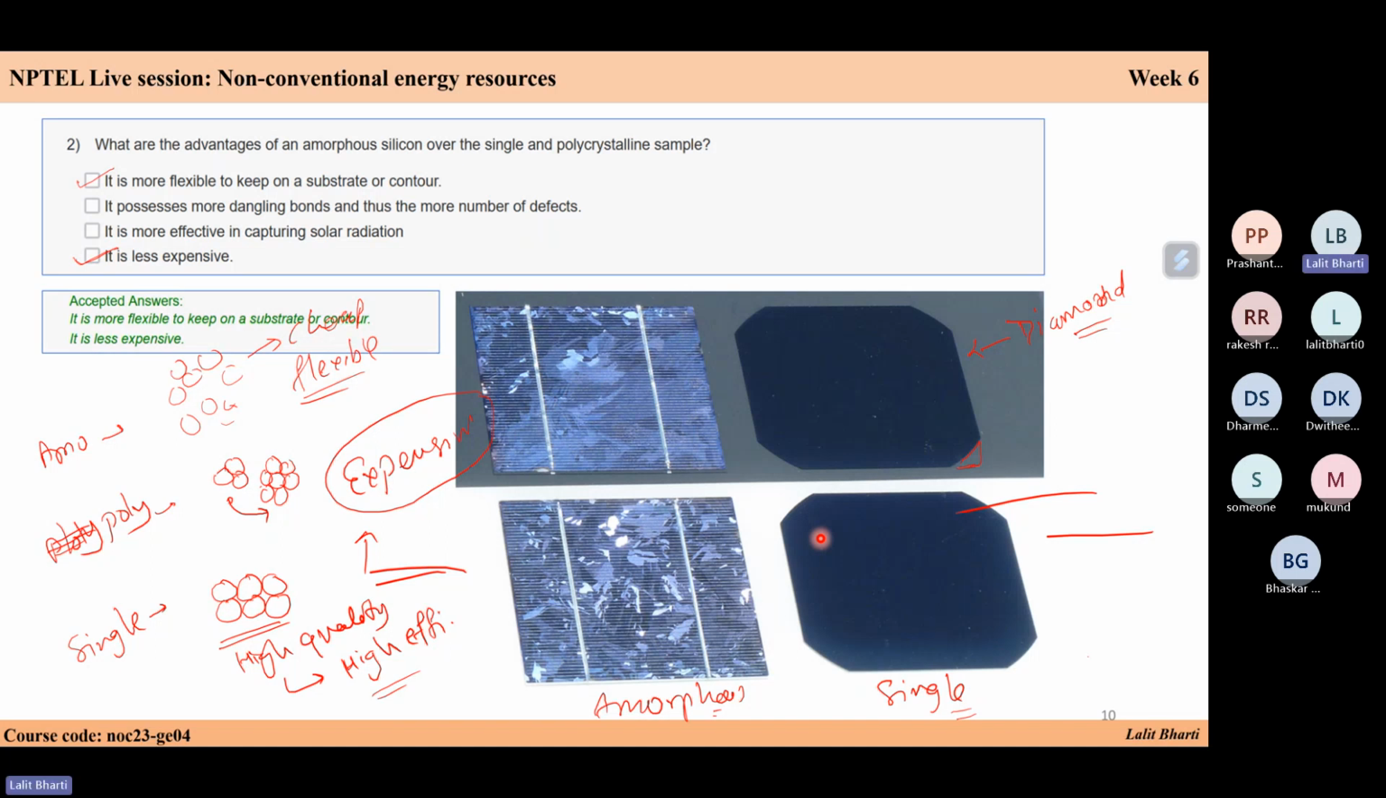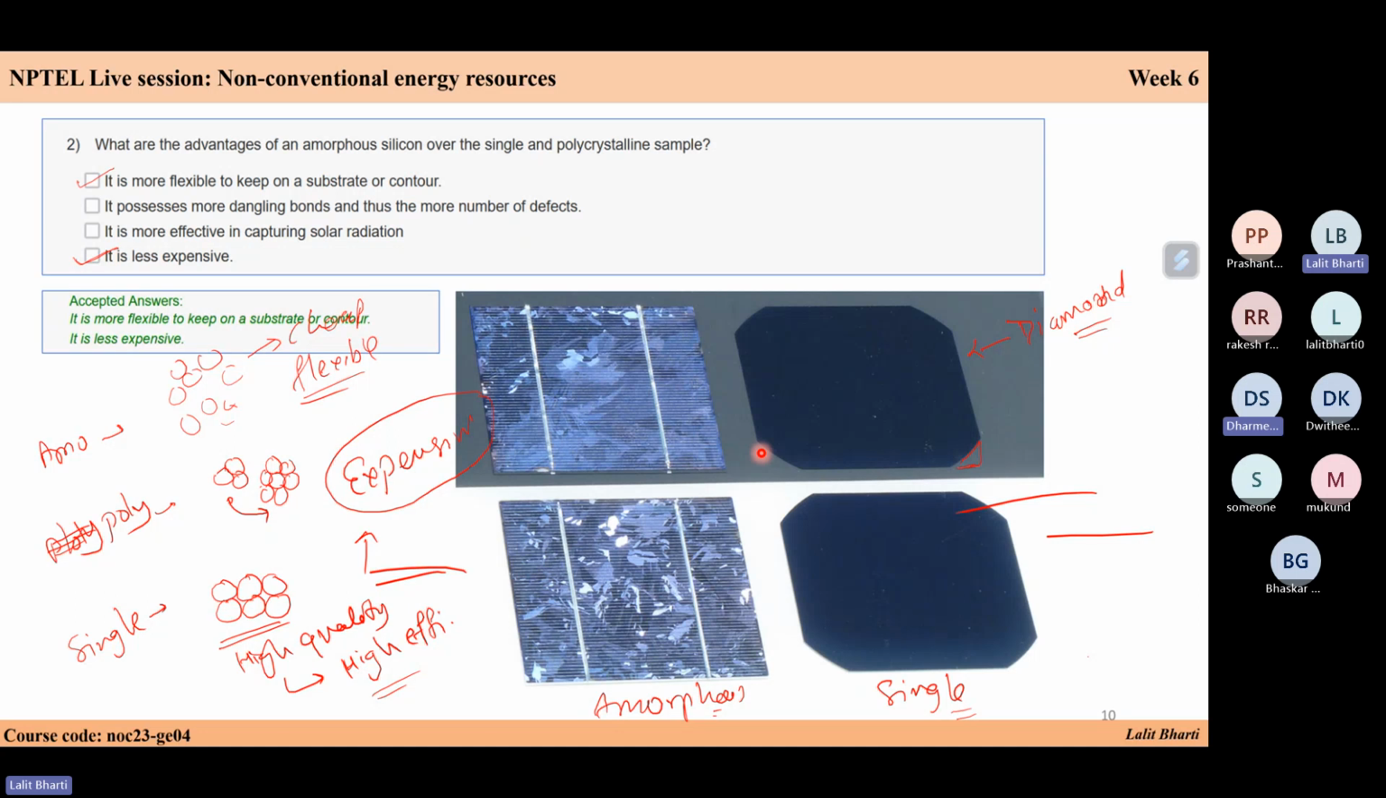So in industries, most of the single crystalline pure silicon is available in the form of circular discs. That is why we need to cut it, and to minimize the wastage of space, we cut the edges in this shape and put them together in the solar panel.